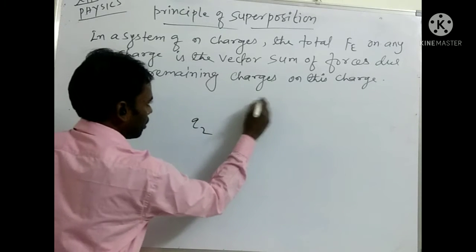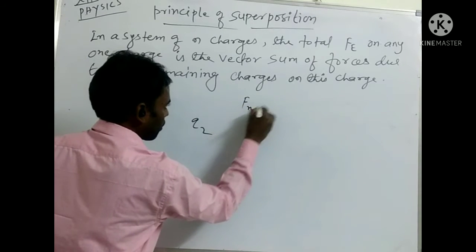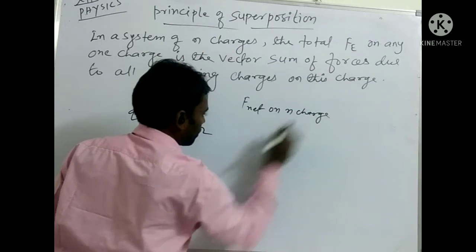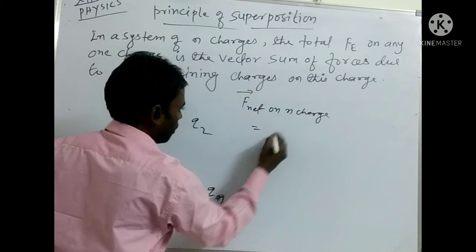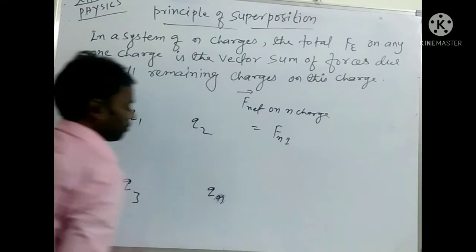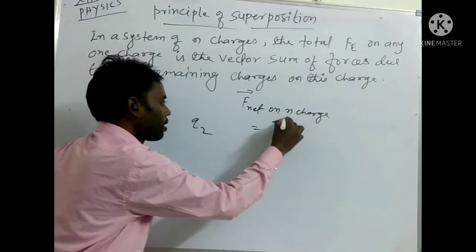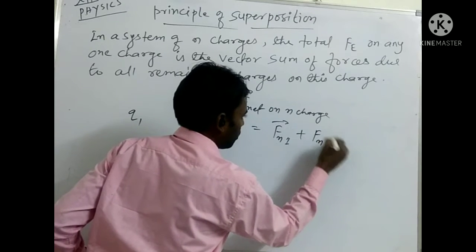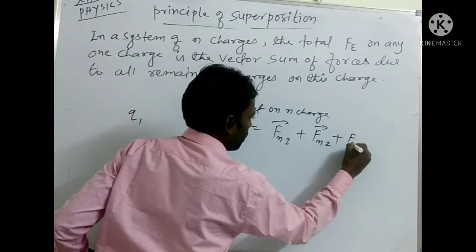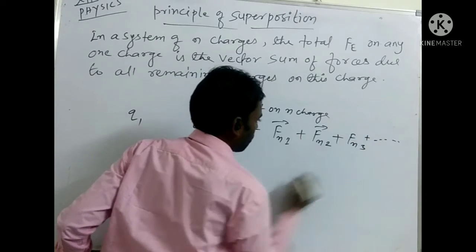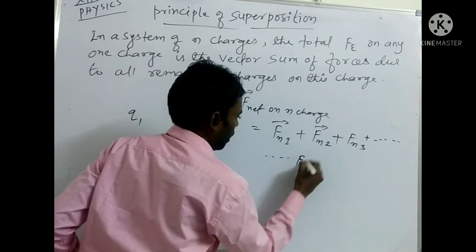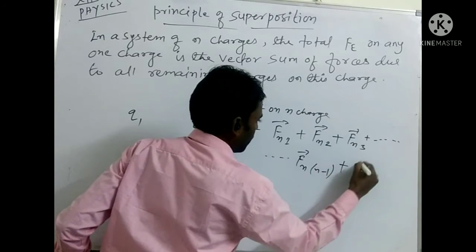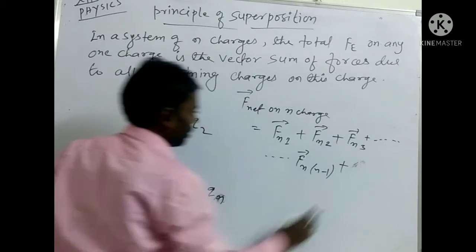That means the net force on the nth charge is equal to the force on the nth charge due to charge 1, similarly plus the force on the nth charge due to charge 2, plus the force on the nth charge due to charge number 3, plus dot dot dot, plus the force on the nth charge due to charge n minus 1. This much only, okay?